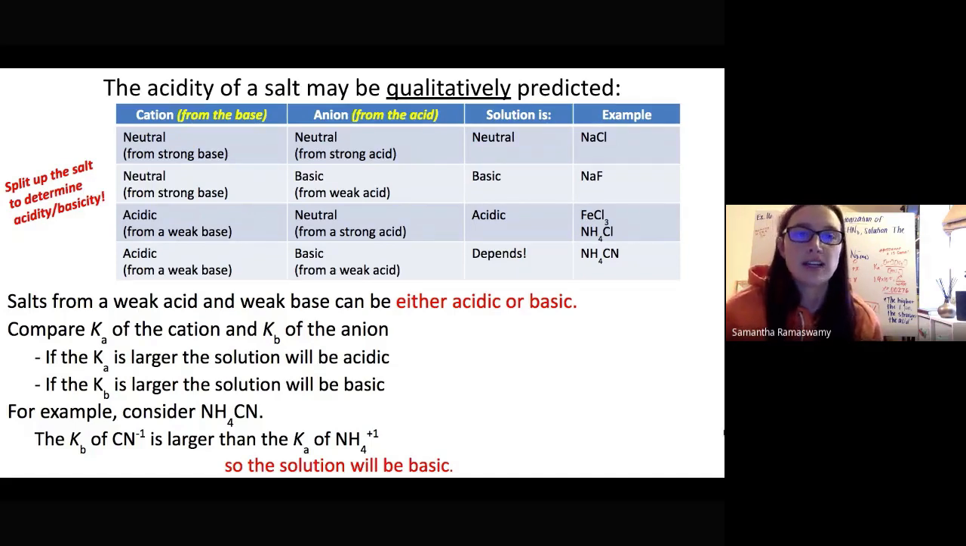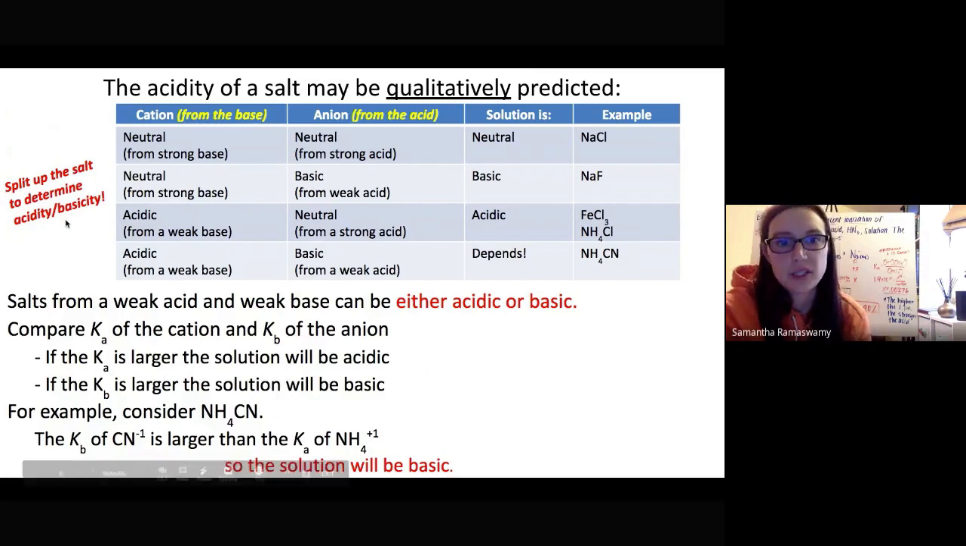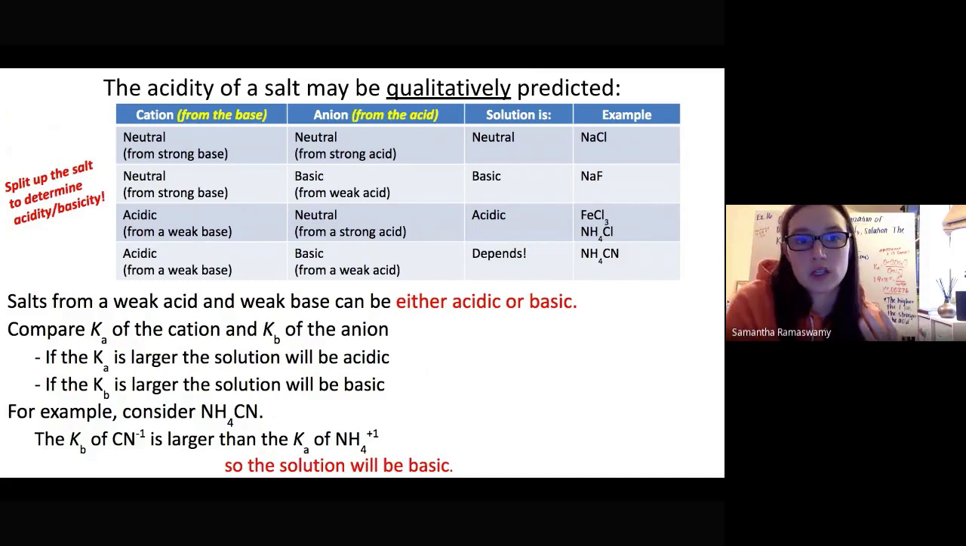When we're looking at a salt, remember a salt is any ionic substance: a metal and a non-metal, or a metal and a polyatomic, or 2 polyatomic ions. You want to split up the salt to determine whether something is acidic, basic, or neutral. So as we look at an example, we're going to split up the salt and look first at where the parts of the salt come from.